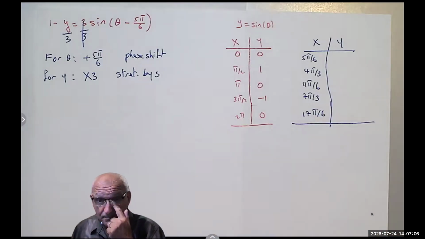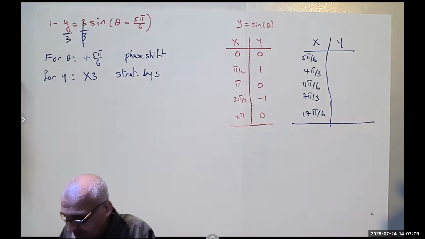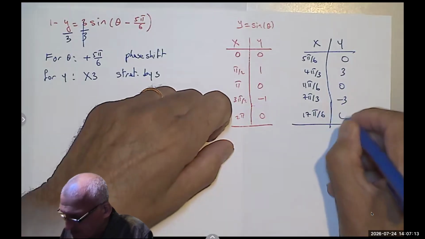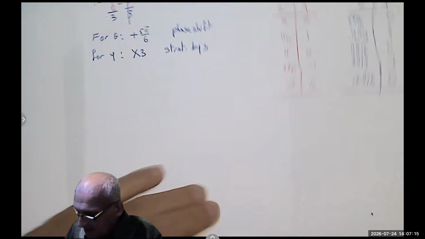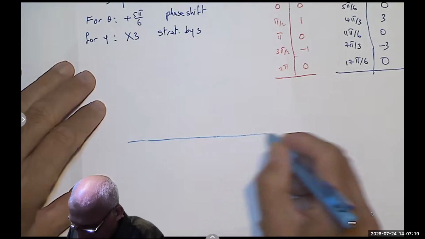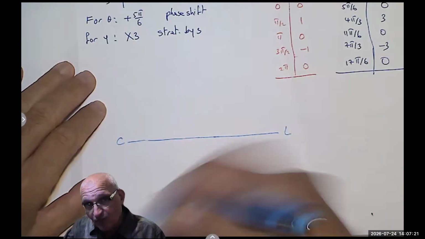That's it. What did we do for the y? We simply multiplied by 3. So the y values are 0, 3, 0, negative 3, 0. You see how fast it is? And now we are going to plot it. So I have a center line at 0 because there was no vertical shift.